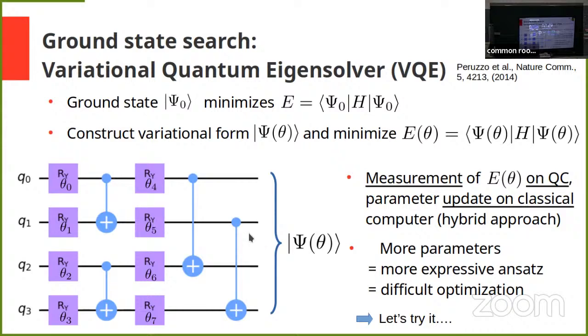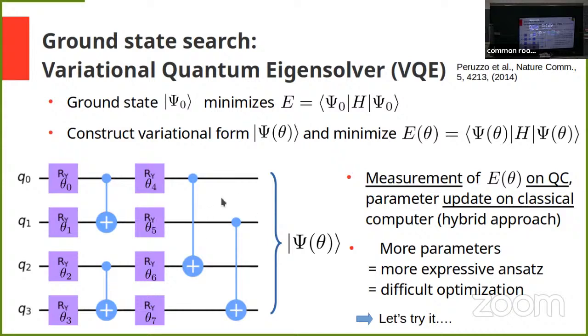The only important thing is that I have some degree of freedom to construct many different quantum states. Probably not all quantum states, but hopefully quite a lot. And hopefully there's a good approximation to the ground state within this space, which I can access with, for example, this small circuit. So if we take this one, it's parameterized by 8 angles.